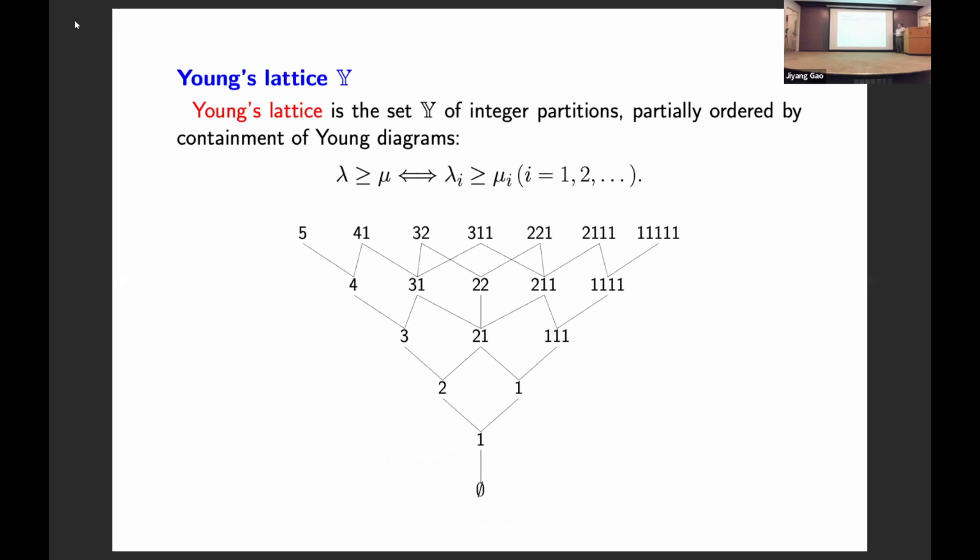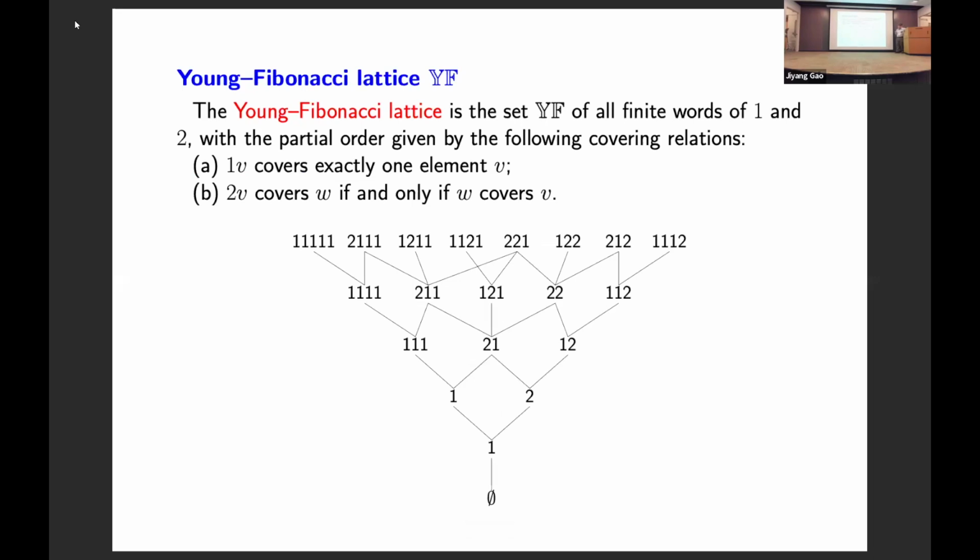Young's lattice is the set of all integer partitions ordered by the containment of Ferrers diagrams. So this is a part of Young's lattice. The bottom element is the empty partition. This is 1, 2, 1, 1, 3, 2, 1, 1, 1, and so on. So this is a familiar picture. The next one is the Young-Fibonacci lattice.